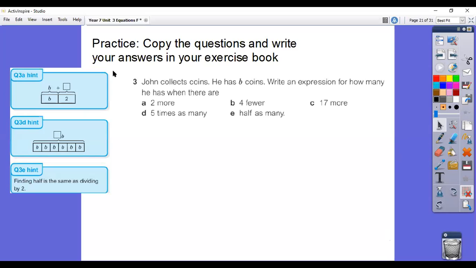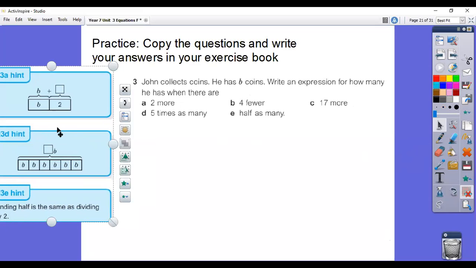So question 3, copy the questions and write your answers in your exercise book. John collects coins. He has B coins. We don't know how many coins he has, so we just write B for the number of coins he has. Write an expression for how many he has when there are 2 more. So if we look at the hint here, it tells us that we have B coins plus 2.